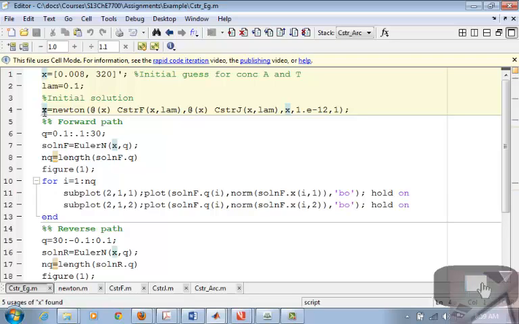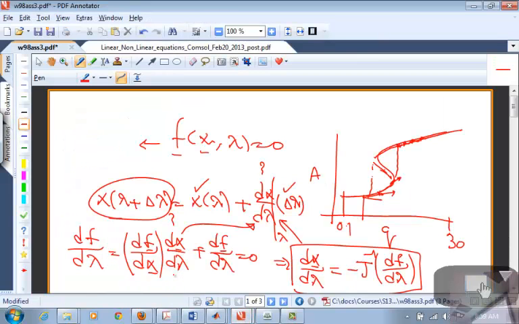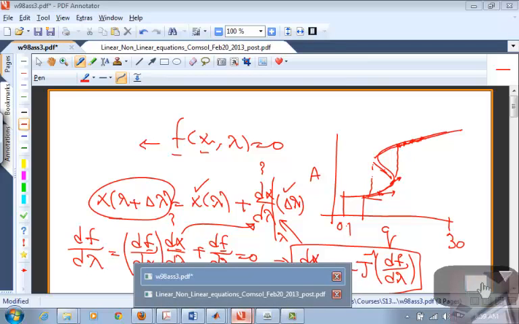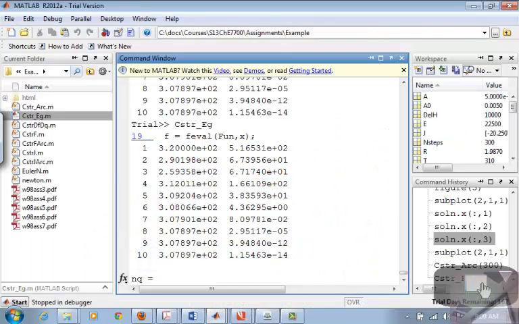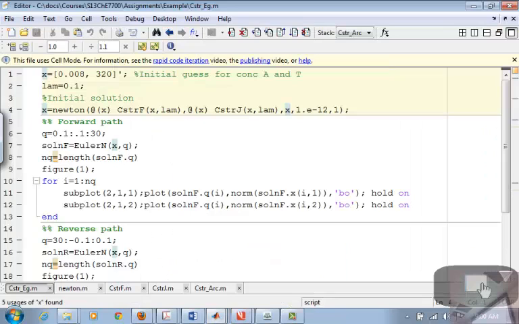Why do you need to generate the first iteration? Why can't you use Euler-Newton right away? You don't have the solution to calculate the slope at the solution. To calculate dx/dq, I mean dx/d lambda, it must be calculated at lambda, right? So you must have a converged solution at which you want to calculate the slope. Okay, and then I'm finding out how many entries are there.